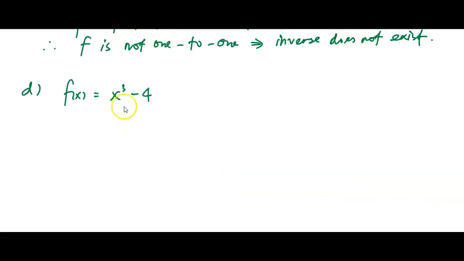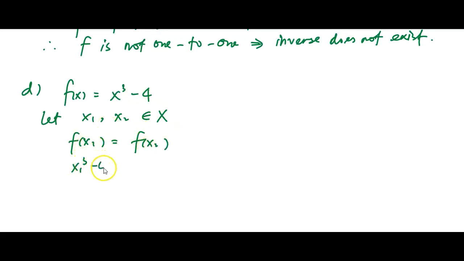Right. For the fourth function, that is f(x) equals x cubed minus 4. So for the algebraic method, we always start from the same steps, defining this, and then start from this equation. Substitute x1 into f(x). You get x1 cubed minus 4 equals x2 cubed minus 4. Eliminate the negative 4 by adding 4 at both sides.